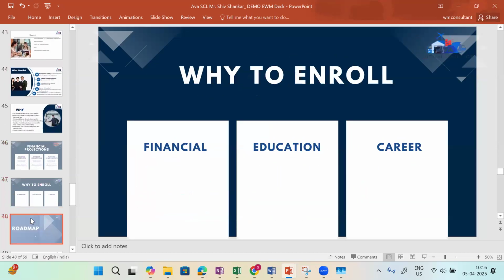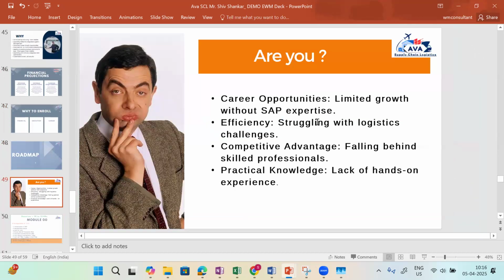If you think you have limited growth without SAP expertise, or you are struggling with logistics challenges at work, or you think you are falling behind skilled professionals or lack hands-on experience, then this program is for you.